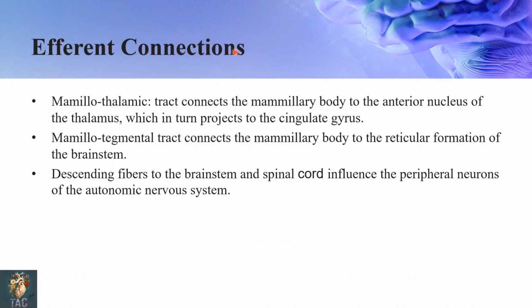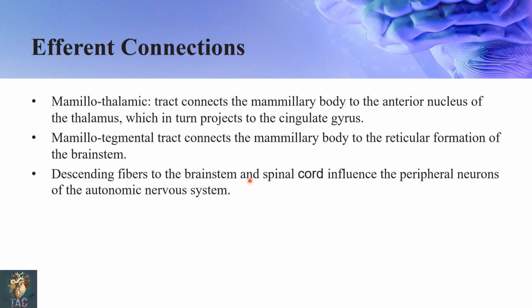And now the efferent connections. In the efferent connections, the mammillothalamic tract connects the mammillary body to the anterior nucleus of the thalamus. Again it is part of the Papez circuit, which then projects to the cingulate gyrus. The mammillotegmental tract connects the mammillary body to the reticular formation of the brainstem. The first one is related to memory, and the second is related to different aspects of pain, the slow pain fibers, which are related to the reticular formation. They are connected via the mammillary body to the hypothalamus.